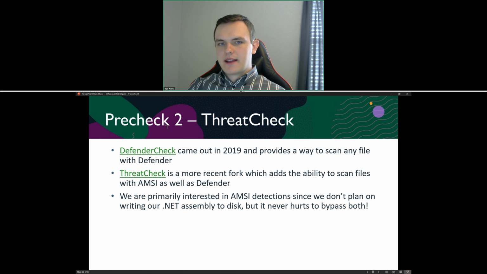The next pre-check, and this is a particularly useful one, is a tool called ThreatCheck. First of all, Defender Check came out in 2019, and this allowed you to submit a file to Defender, scan it, and then it would return the malicious bytes to you if it was detected. I think in the last year, though, Rostamouse put out a tool called ThreatCheck, which is a fork of this that actually includes the ability to scan files with AMC as well. So we're mostly interested in AMC detections because we're not writing our files to disk, but I typically scan with both because it never hurts to make sure that there are no signatures with either.